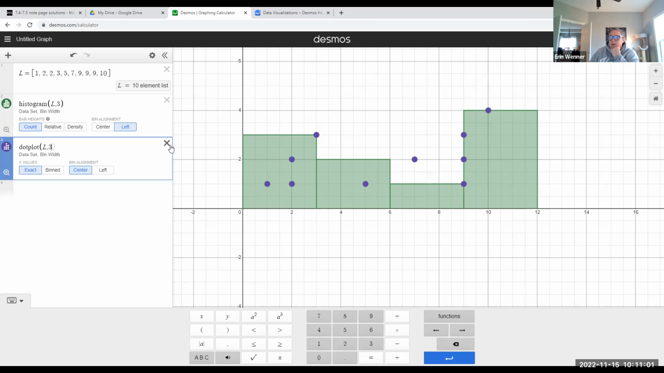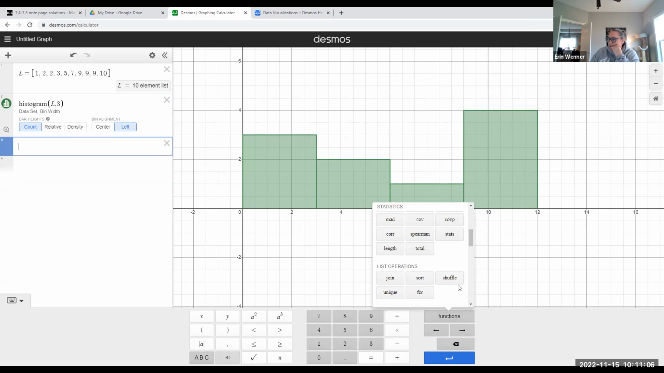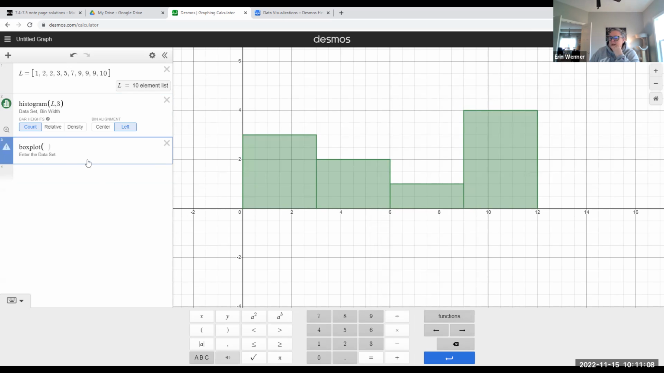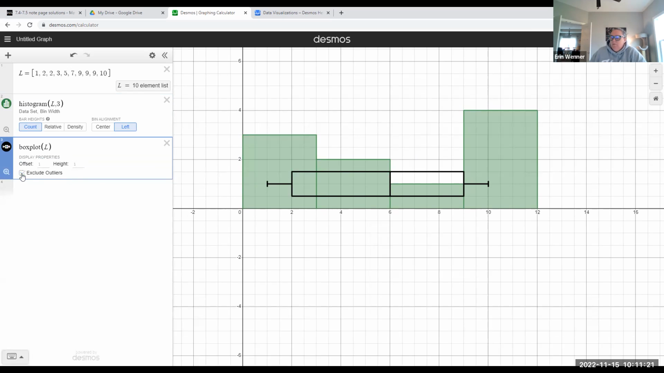And then another thing we can do is we can even do a box plot. So if we go to the functions, when we go down to box plot, we want the data set, which is going to be L. And we're not going to offset and do anything like that. If we didn't want to exclude outliers, we could unclick this. There aren't any outliers, but you can see how it shows that our mean is 6, our lowest number is 1, our highest number is 10. So there's lots of things that we can do with this data here in Desmos.